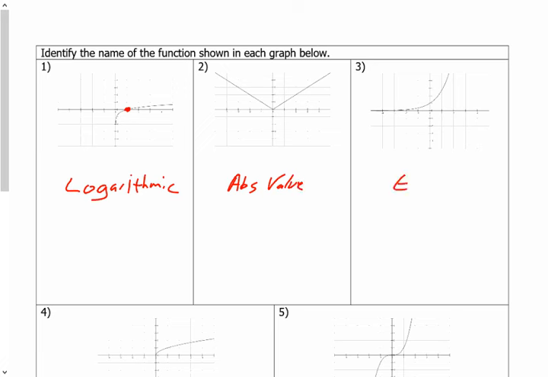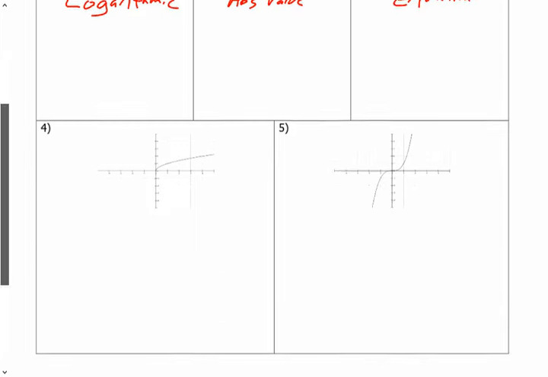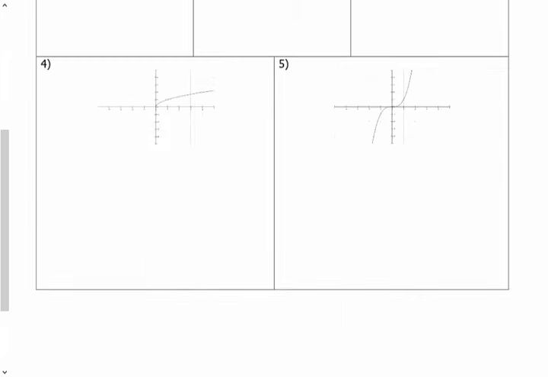Here's exponential. At the bottom here, here's my radical, and I put this here so you could see the difference between radical and logarithmic. And 5 is cubic. So you'll have to go through and just simply identify the name of it.